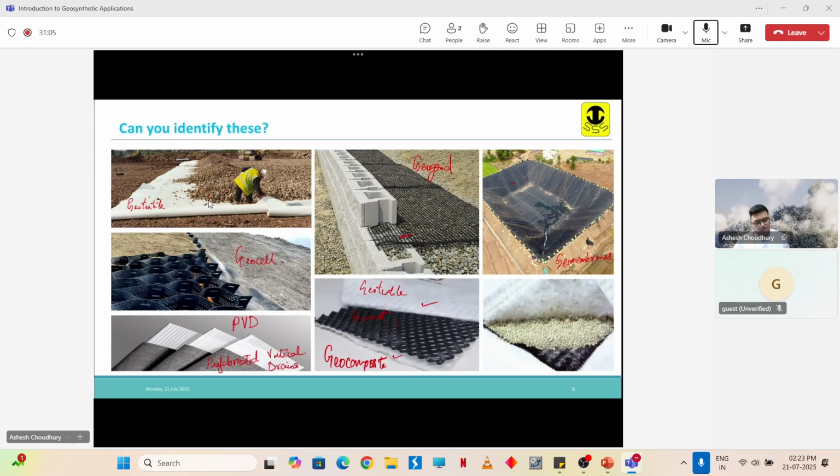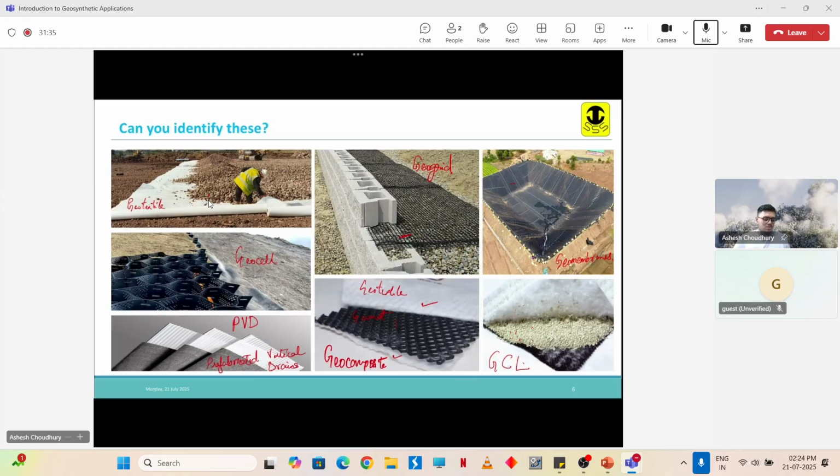Now let us see this. This is also a type of liner that is used. These are called geosynthetic clay liners, GCLs. So here this white material that you see is nothing but a type of clay material. It's called bentonite. You might have heard about it when you studied basic soil mechanics. So this is called bentonite.